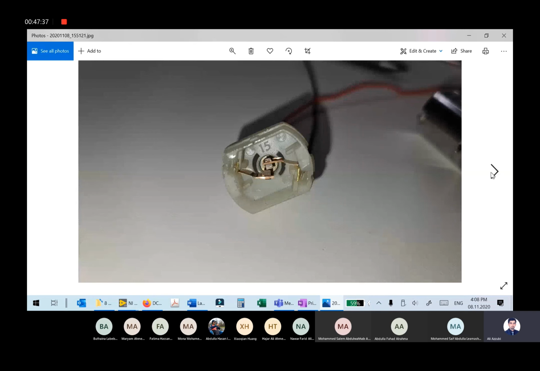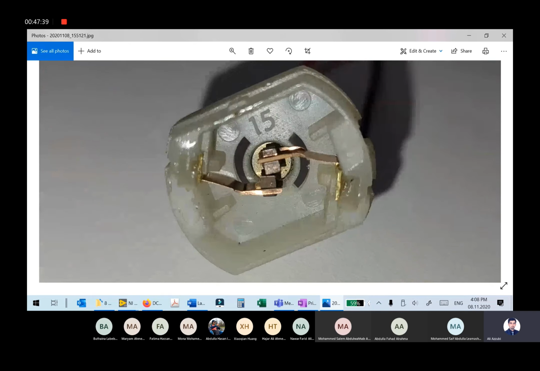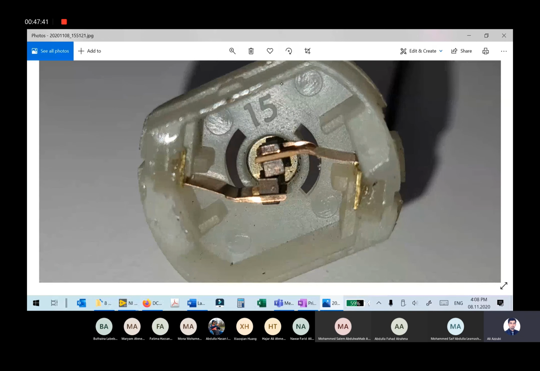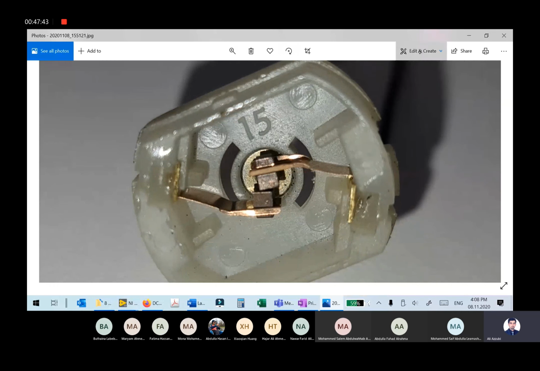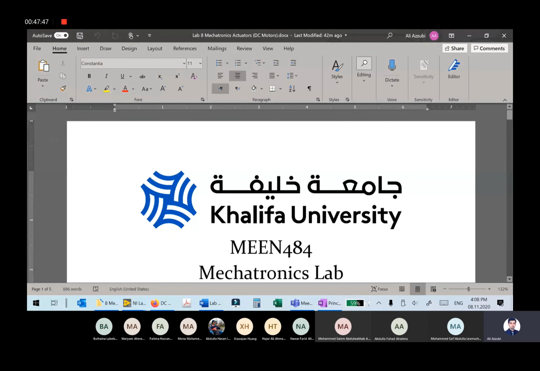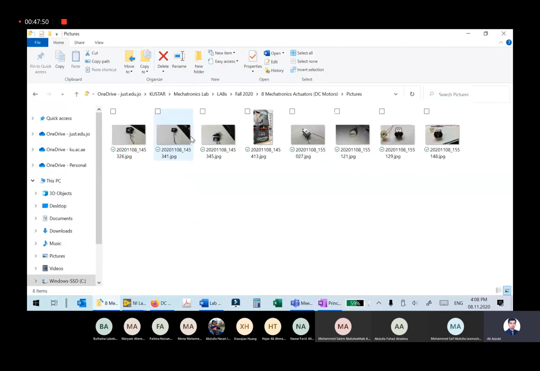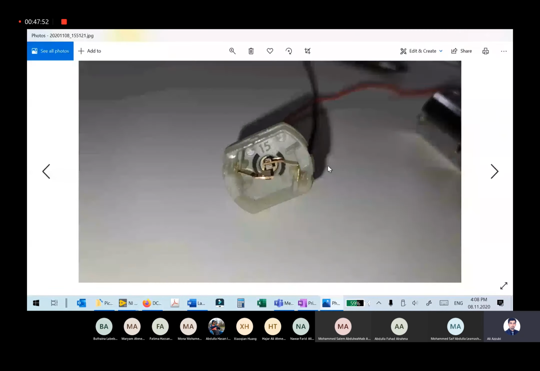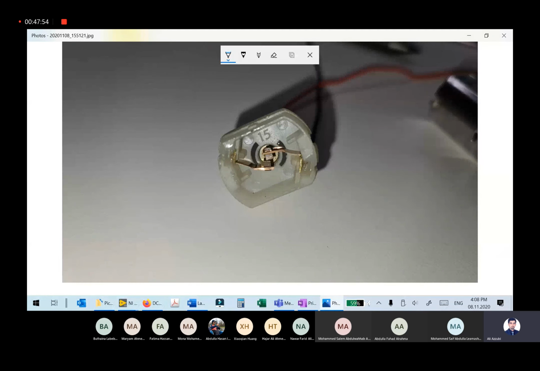Okay, let's go here. Now, you can see here we have two brushes. I hope the image is clear. Let's open it separately. Sorry, like that. Alright, so here you see these brushes.